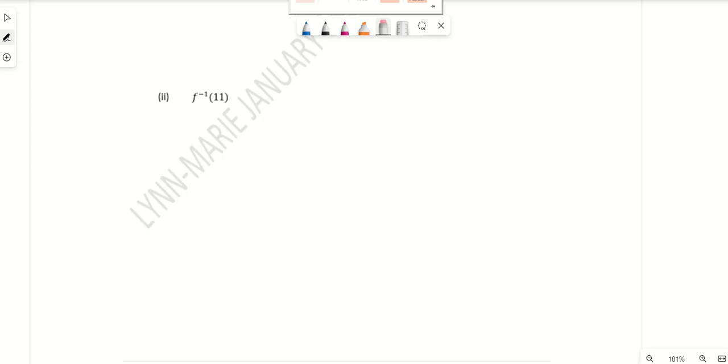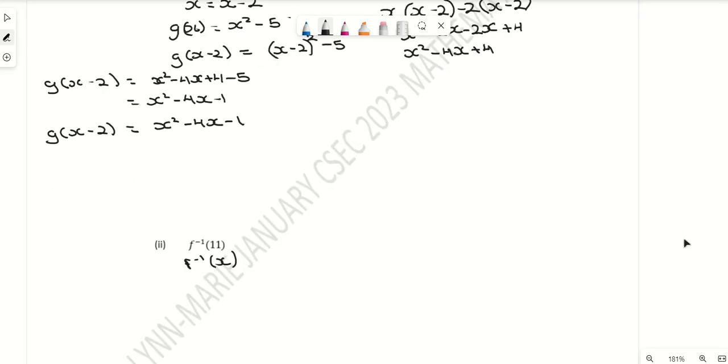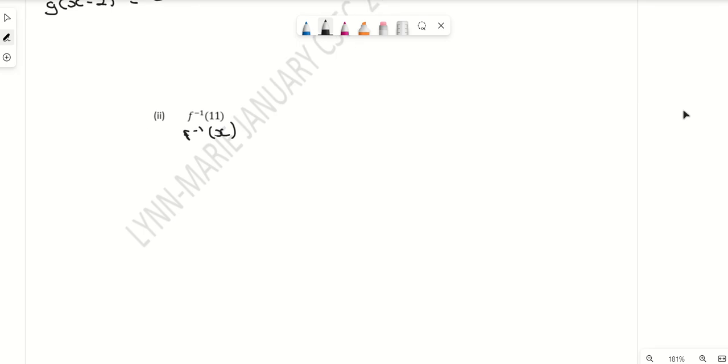The second part has f inverse of 11. So before we even find f inverse of 11, we have to find what f inverse of x is. Now, what is the function that you're going to use for f inverse of x? If we look at the functions here, we will not be using g of x or h of x. The only one that we'll be using is f of x, which is 4x minus 1. So we're just going to write that down. F of x is equal to 4x minus 1.